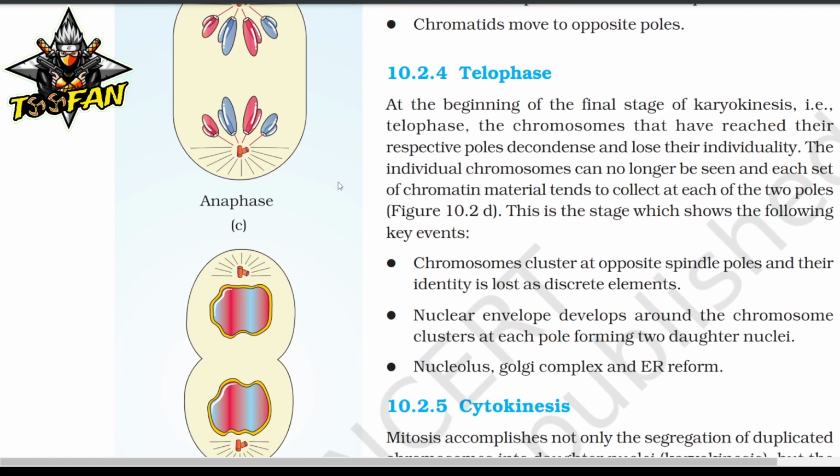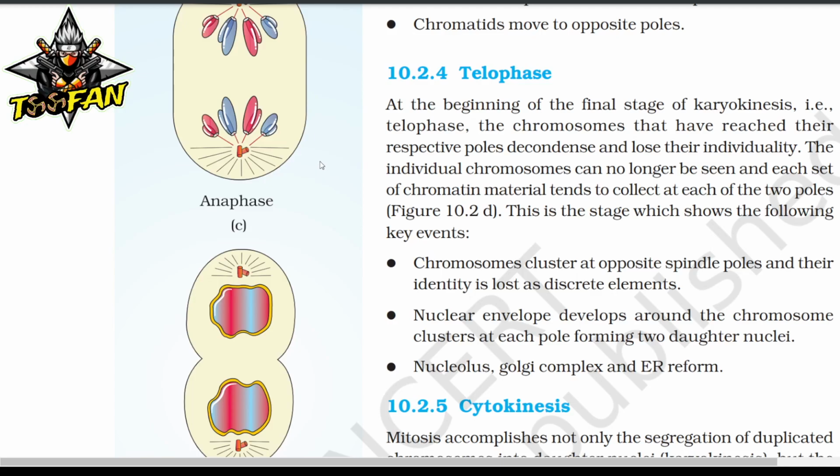Telophase. At the beginning of the final stage of karyokinesis, that is telophase, the chromosomes that have reached their respective poles decondense and lose their individuality. The individual chromosomes can no longer be seen, and each set of chromatin material tends to collect at each of the two poles.